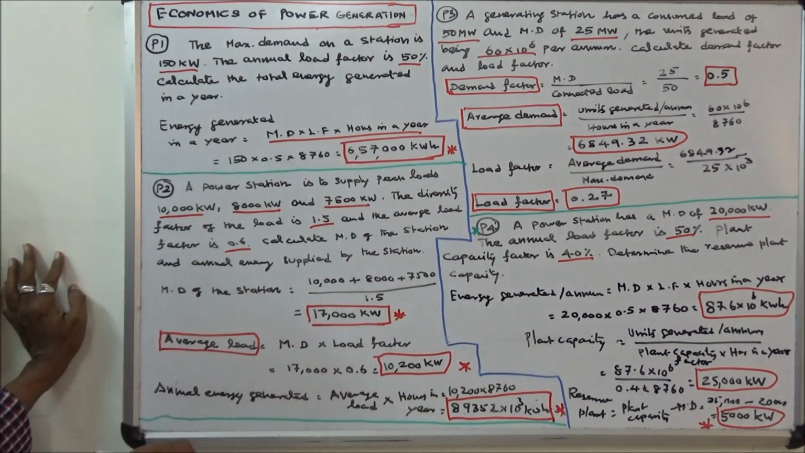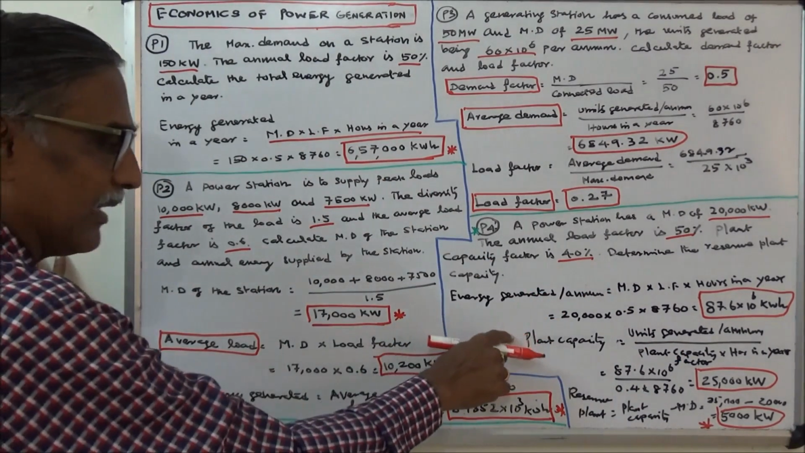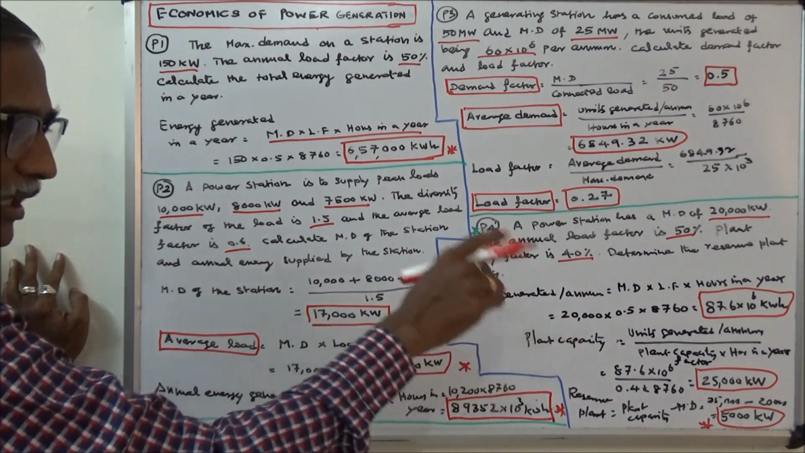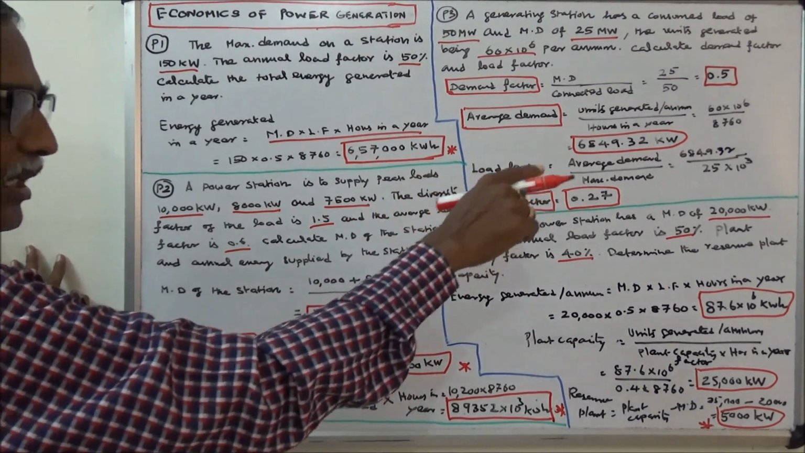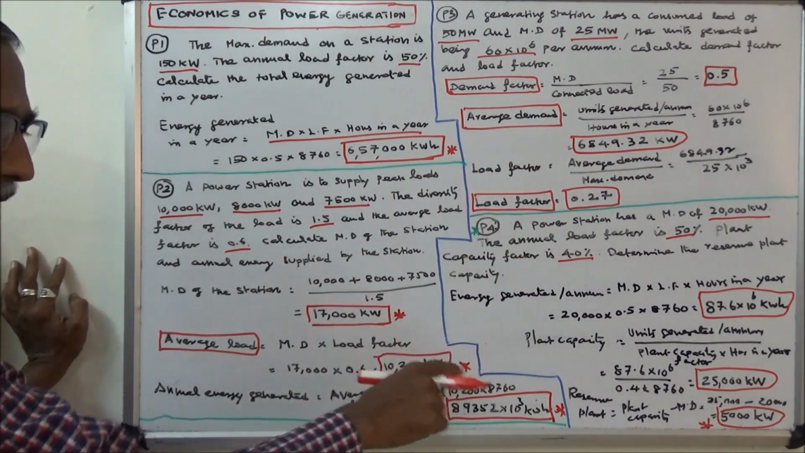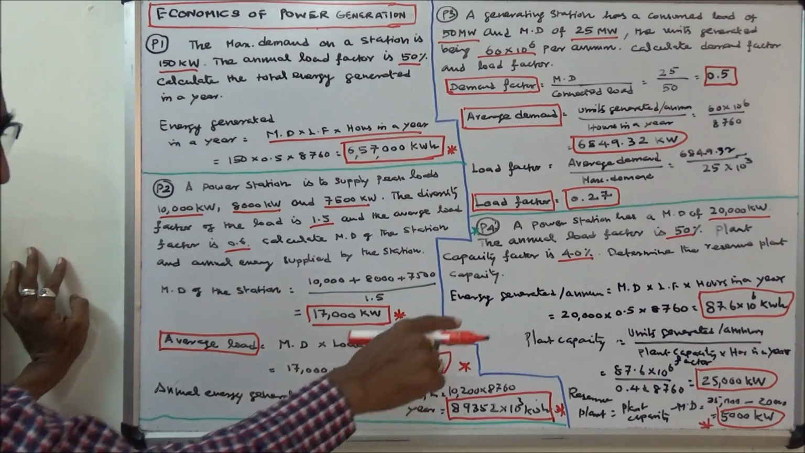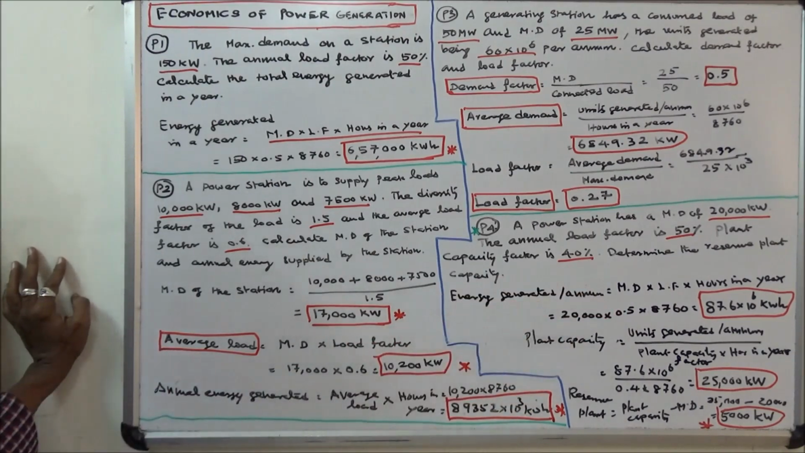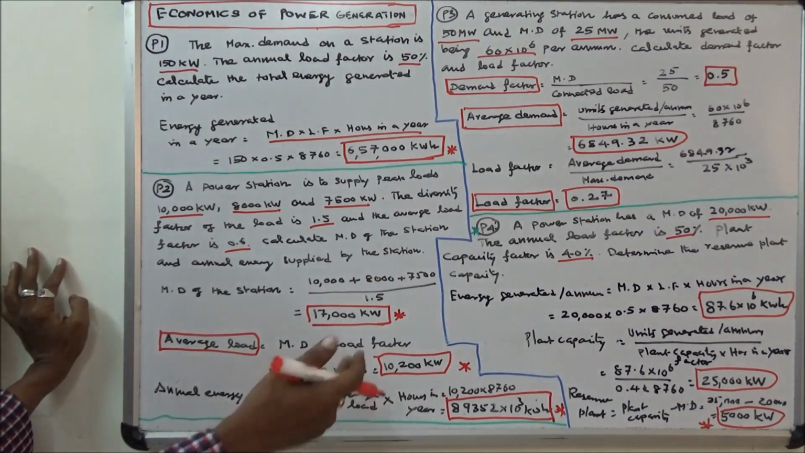Reserve plant capacity is equal to plant capacity minus maximum demand. Plant capacity is 25,000 kilowatts. Maximum demand is 20,000 kilowatts. So 25,000 minus 20,000 is equal to 5,000 kilowatts. That is the reserve plant capacity.